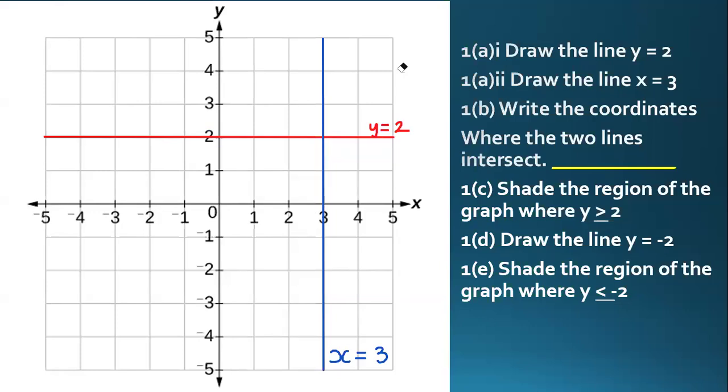They want us to determine the intersection point, like what are the coordinates where the two lines intersect, and what would that be? That would be 3, 2. So I'm going to put this right here.